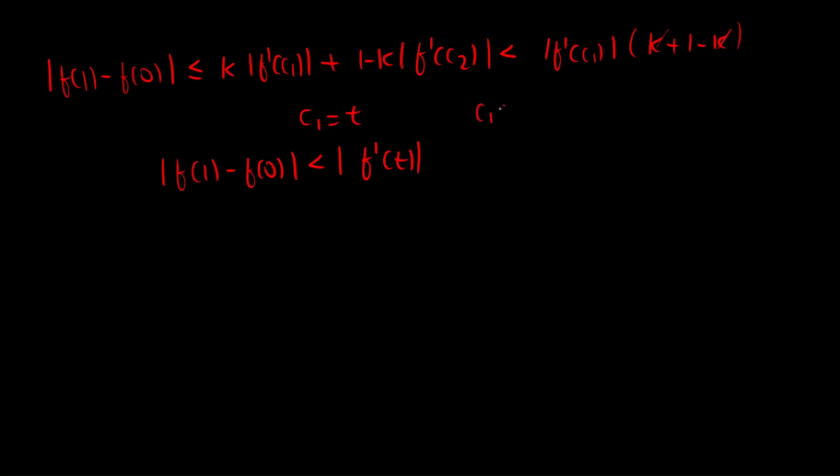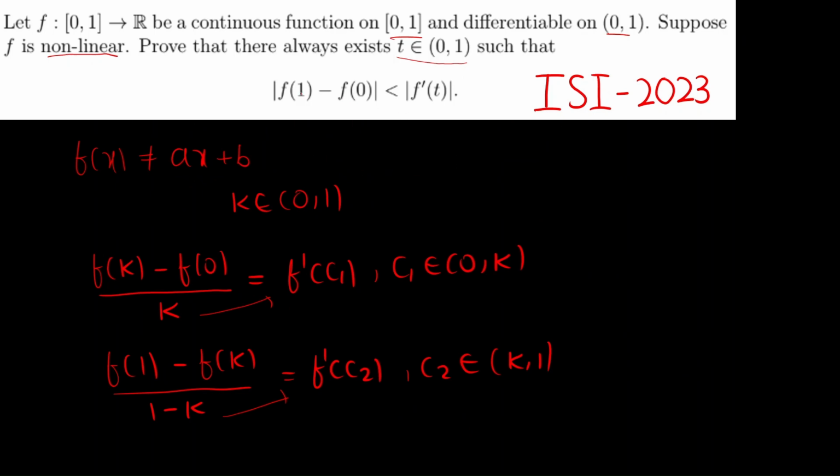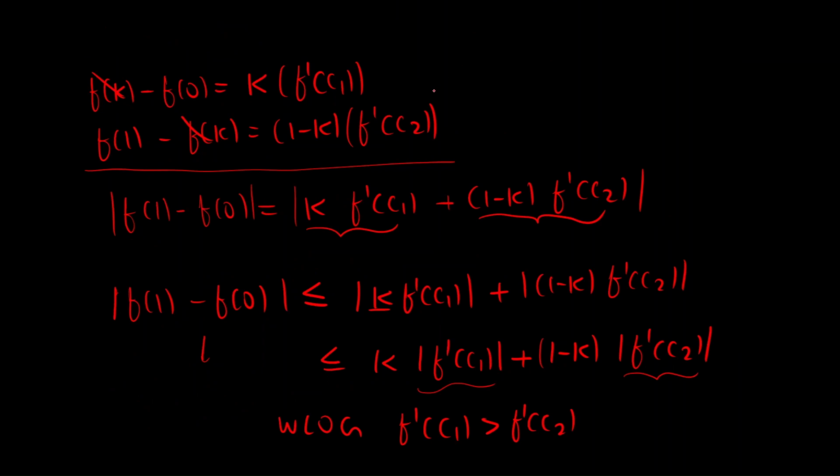Now since c1 belongs from 0 to k, this means that this is a subset of 0 comma 1, which means t will also belong to 0 comma 1. Now this is what we were asked to prove, that mod of f of 1 minus f of 0 is strictly less than mod f dash of t for some t belonging to 0 comma 1.